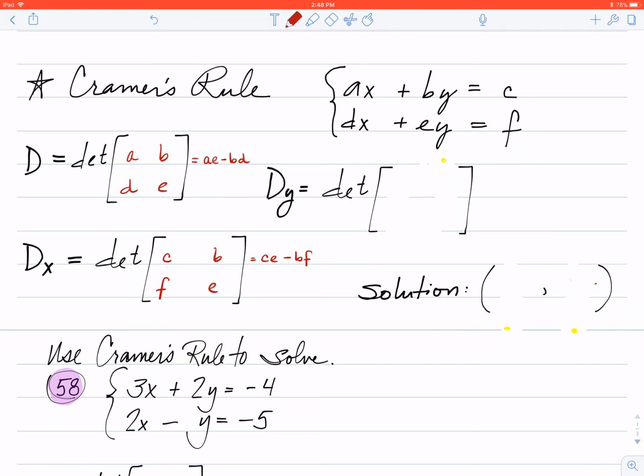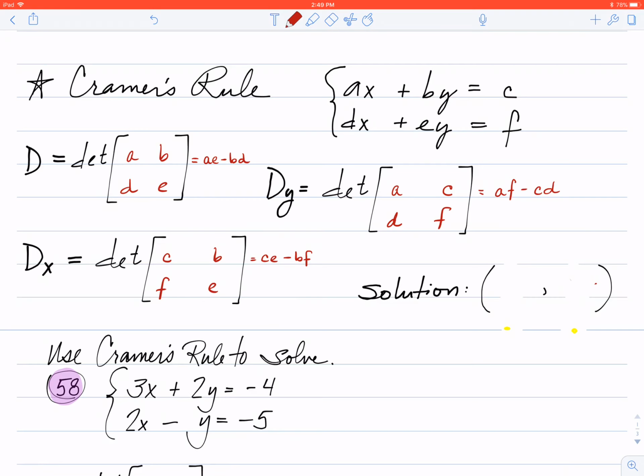And then to get my determinant sub y, it's the exact same type of idea. Take out your y coefficients, replace with the constants, leave your x coefficients alone, the original x coefficients. And if I'm finding the determinant here, this will be A times F minus C times D. So that's how you find those three specific determinants.